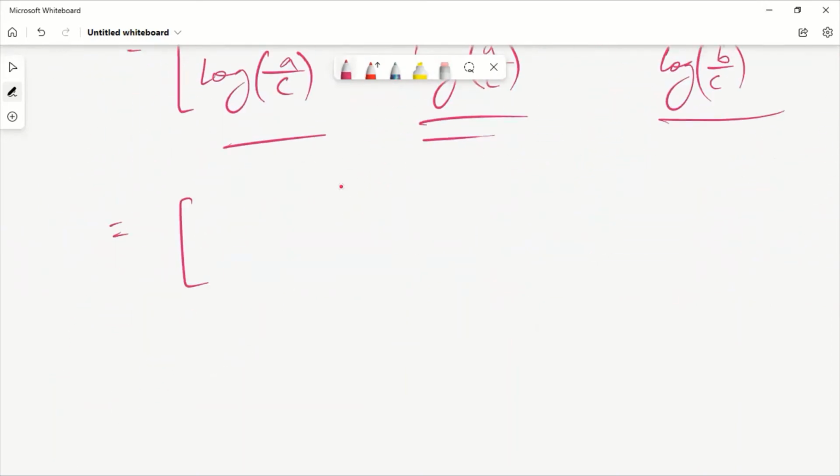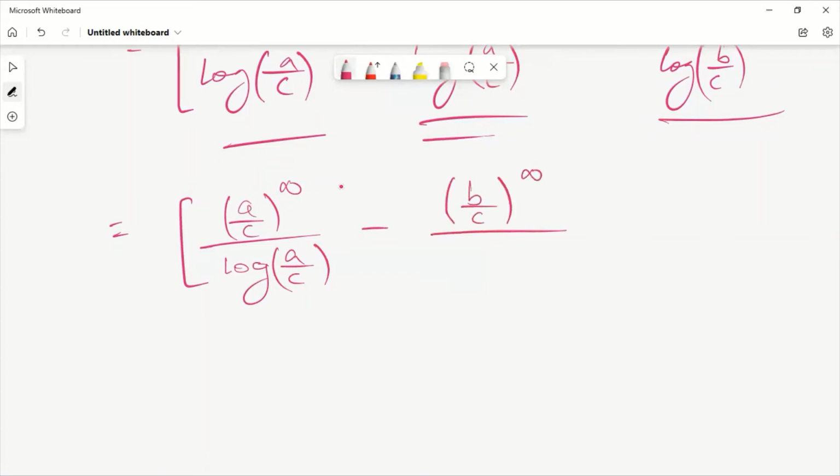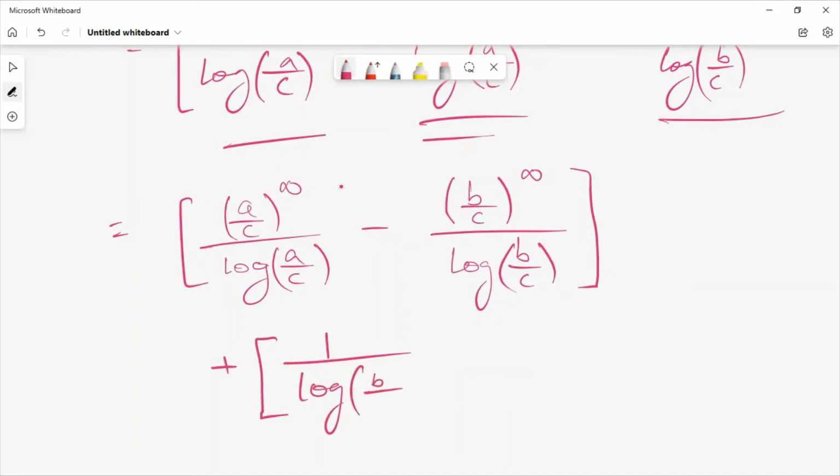Now, a by c power infinity by log a by c, minus b by c power infinity by log b by c. Yes, we clubbed these both, and next we are going to add something to this. The next part, which has only one, that is 1 by log b by c minus 1 by log a by c.